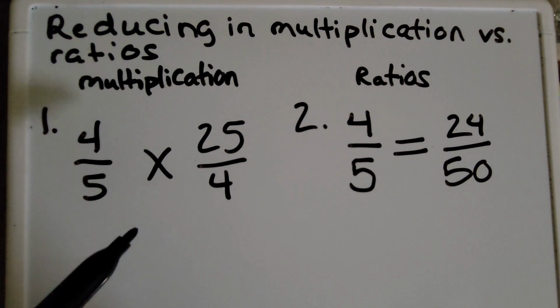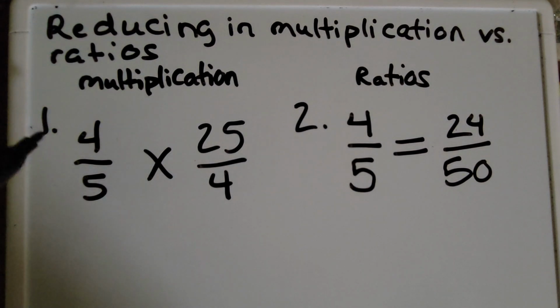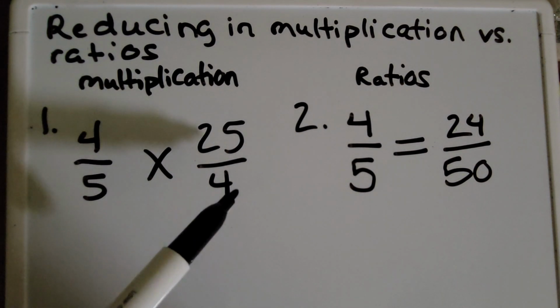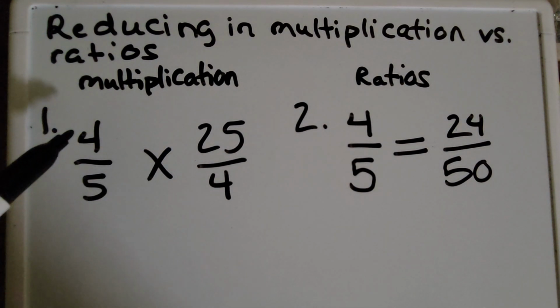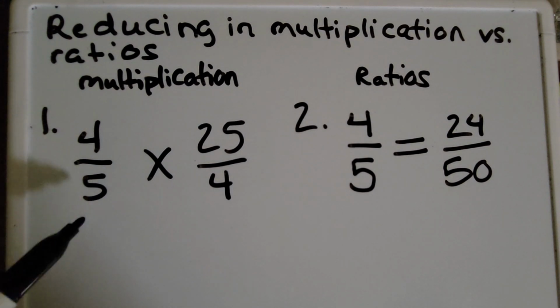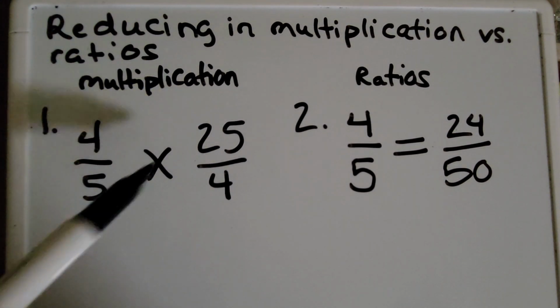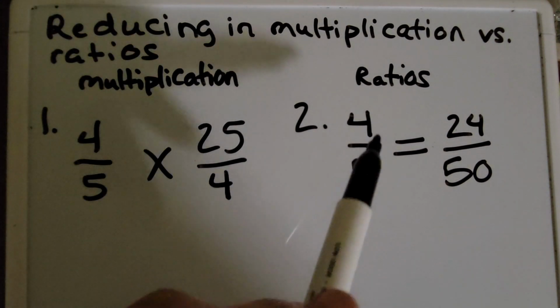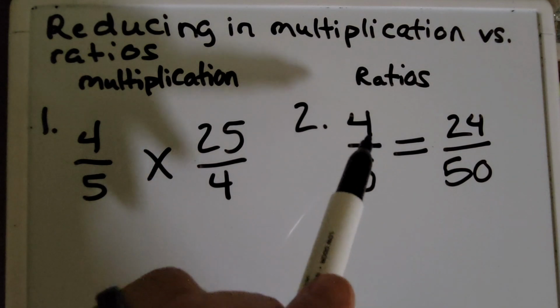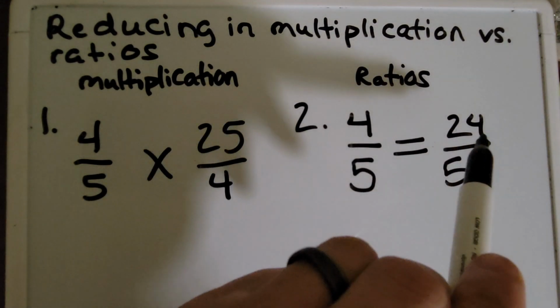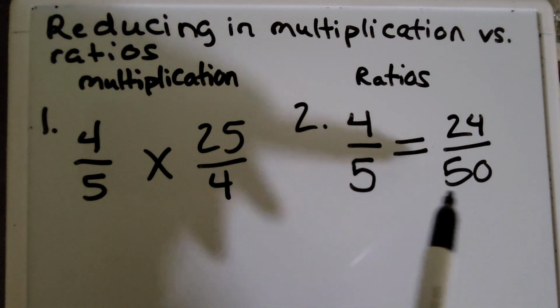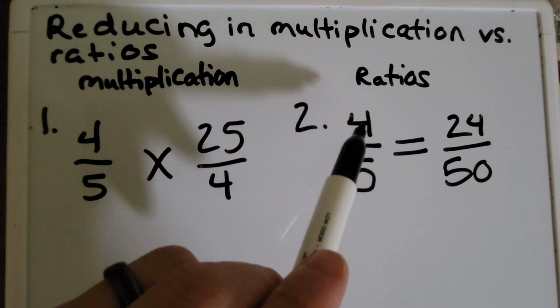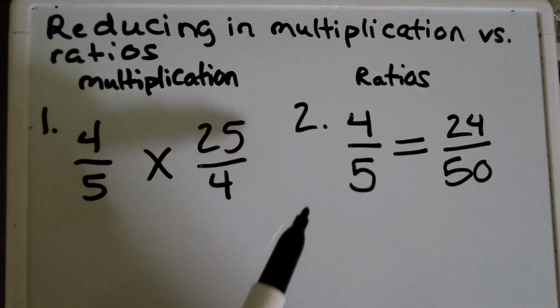The easy way to remember it is reducing in multiplication can only be done in a bow tie. So it can go diagonally and it can go vertically, right? So it makes a bow tie. Whereas in the ratios, it can essentially replicate a box. You can do it horizontally, you can do it vertically, but you cannot do diagonally, right?